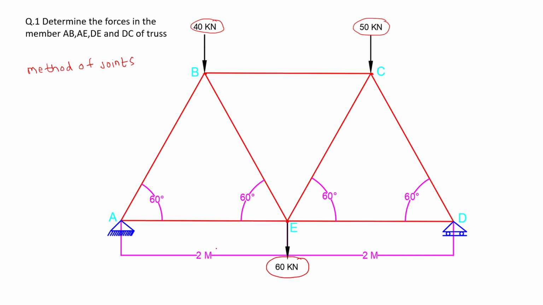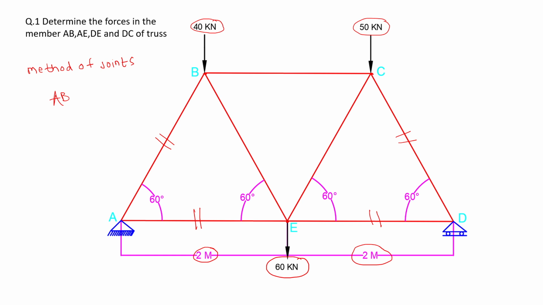The span is given. A to E is 2 meters. E to D, again it is 2 meters, and it is an equilateral triangle. All the angles are 60 degrees. Okay, and we have to determine the forces in the member AB, this particular member, AE, this particular member, DE, and DC. So these are the members in which we have to determine the member force.